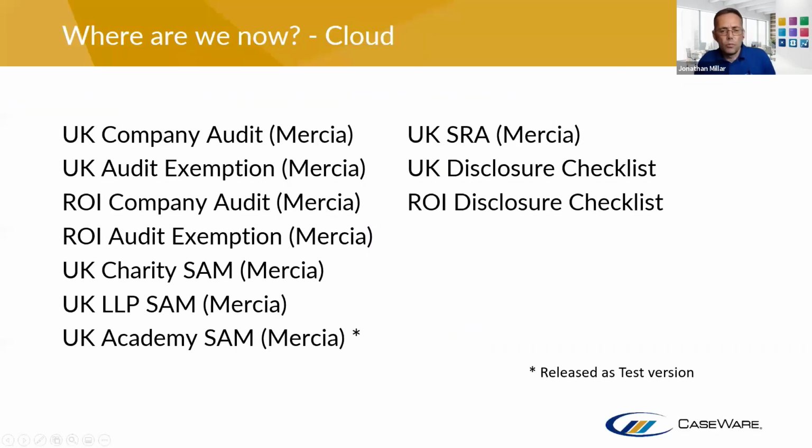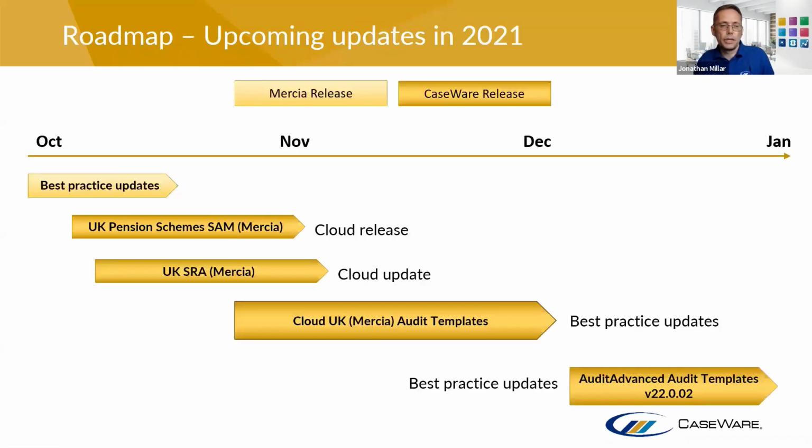So where are we and what's going on? These are the upcoming updates that we've got for the end of this year. Mercia have indicated that they are going to release best practice updates, and we're expecting that very soon. We've already talked about the pension schemes in the cloud. We've also got an SRA update from Mercia as well, and that content is going to be progressed over the next few weeks, and so hopefully we'll be getting those releases out to you in good time.